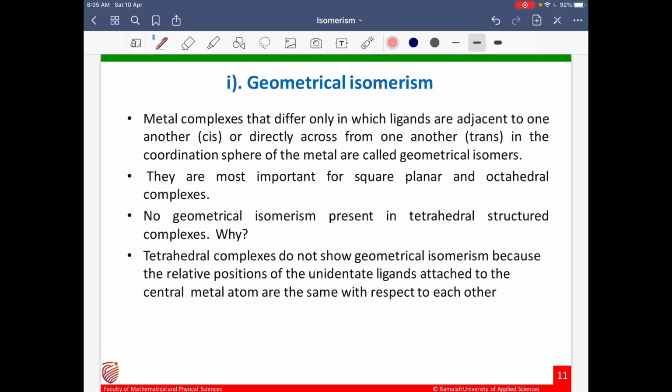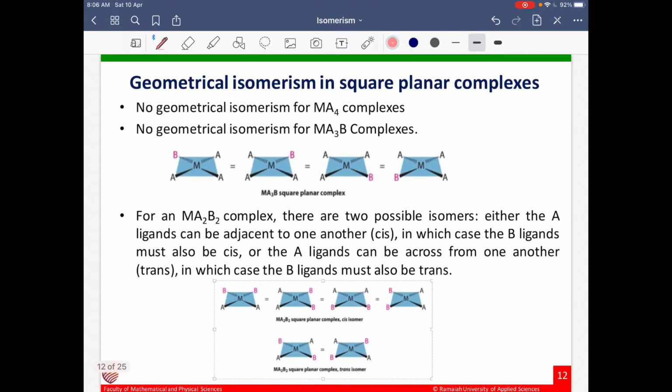They are most important for both square planar and octahedral complexes. Normally no geometrical isomerism is present in tetrahedral complexes. The reason: tetrahedral complexes do not show geometrical isomerism because the relative positions of the unidentate ligands attached to the central metal atom are the same with respect to each other. So there won't be any difference in their structure if they change their relative position. But square planar complexes show geometrical isomerism.